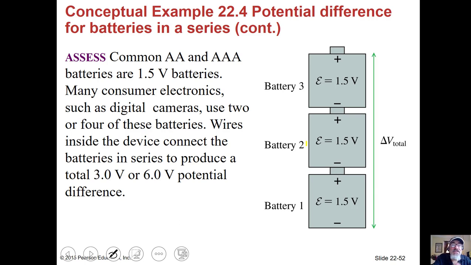So wires inside devices connect AA's and AAA's together in series, giving us more voltage. So when you change the batteries in your remote or something like that, you've got to put them in a certain way, right? One side has the spring, one side doesn't. You put them in there, and really what you're doing is connecting them in series.